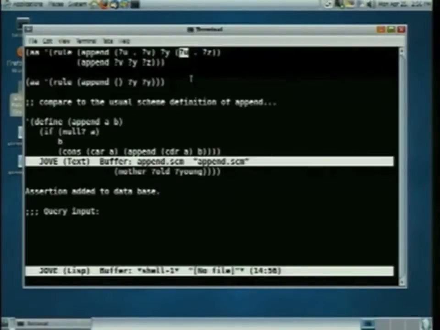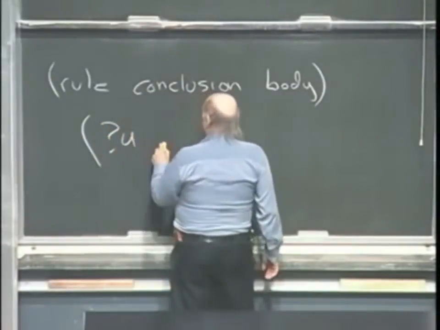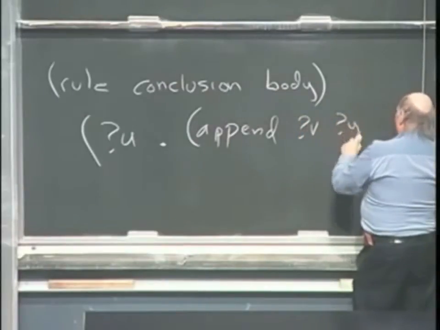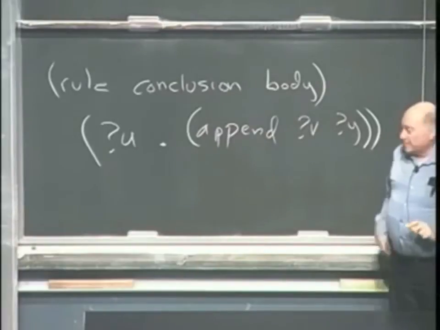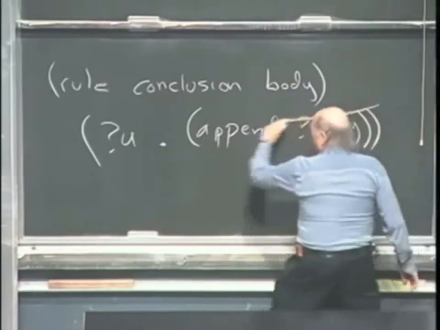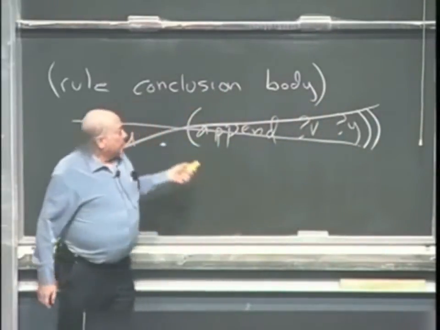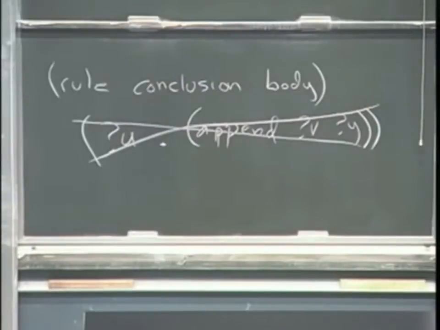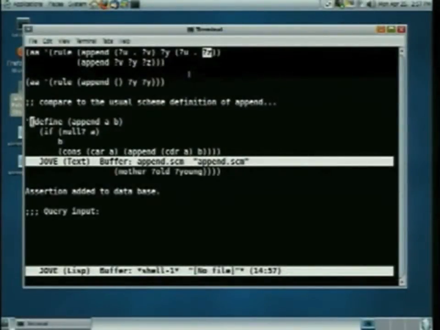Now, what you're going to be tempted to do, every single one of you, is going to be tempted to say something like question mark U dot append question mark V question mark Y. Right? Because you're going to want to take the cdr of A and append it to B. If I had some red chalk, I'd use it, but I don't, so I'll just do that. There's no composition of functions in query system because there's no functions, first of all, in the query system. So what can we do? Well, I don't have an exact expression that I can put in here yet. So I'm just going to make a variable, z, which is the cdr of the result.